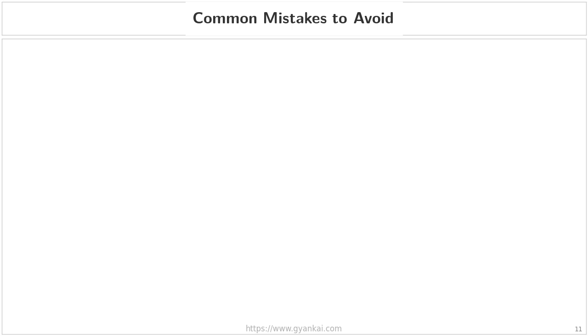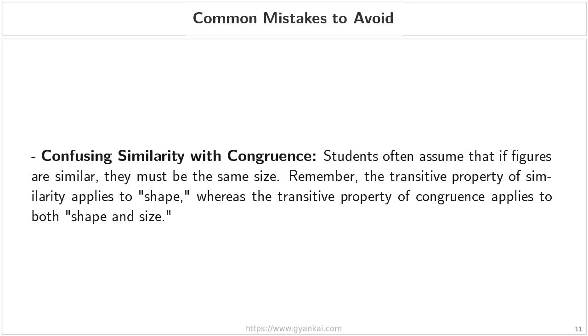Common mistakes to avoid. First, be careful not to confuse similarity with congruence. I often see students assume that if figures are similar, they must also be the same size. However, remember what we discussed at the very beginning of this lesson. Similarity is all about the shape, while congruence requires both the shape and the size to be identical. The transitive property of similarity allows the scale to change as long as the proportions remain constant.